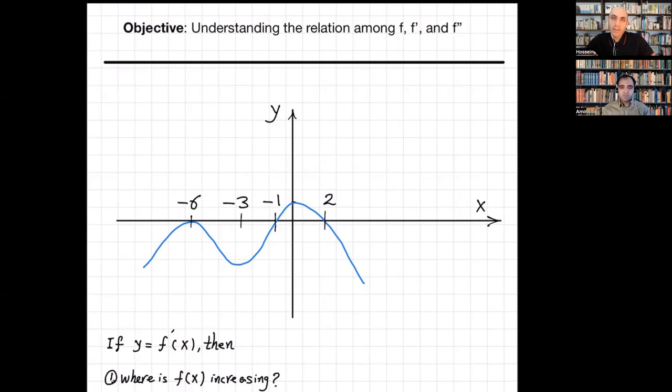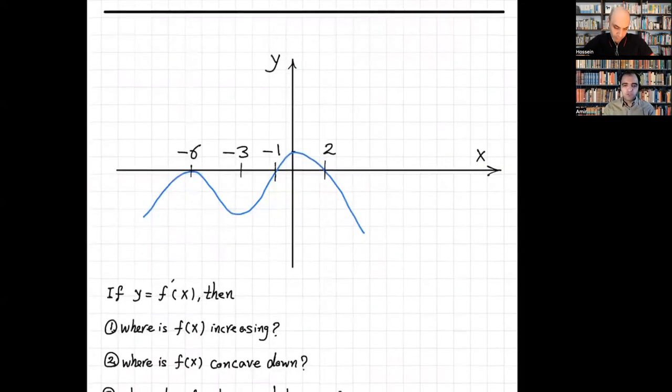This is like an XY coordinate system. Is this a function? Yes. The blue curve is a function, but not f. It is either f prime or f double prime, but we will explore it very soon.